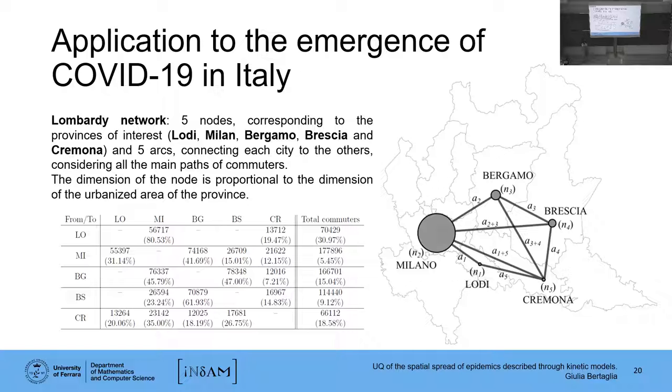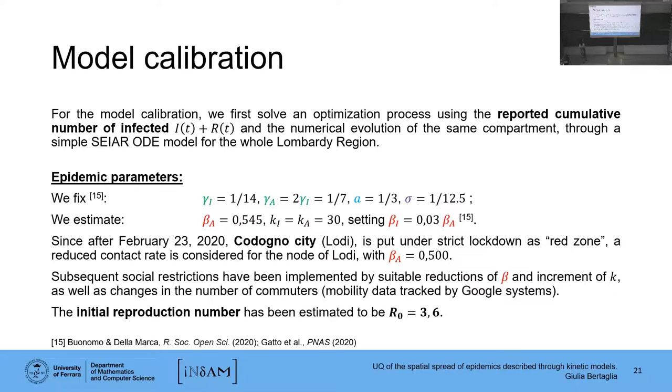And then, as I said before, we considered a hyperbolic configuration of the scaling parameters in the arcs, and a diffusive configuration of the scaling parameters in the nodes. Then we had to calibrate, of course, this model, and I don't want to bother you with these details. Maybe it's not interesting in this context, but I just want to highlight that it has been a kind of delicate task.